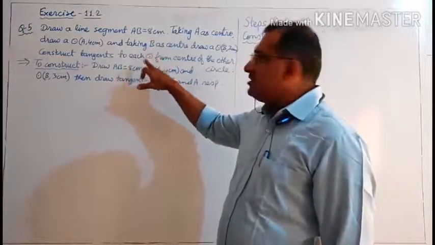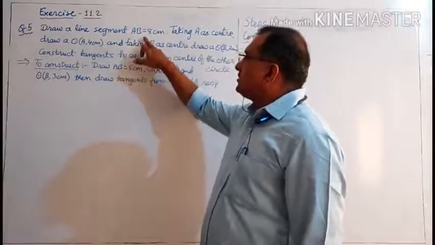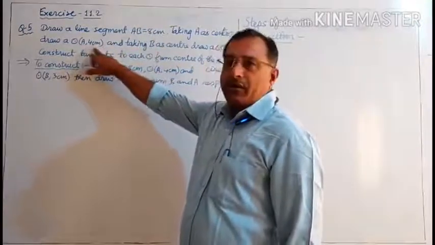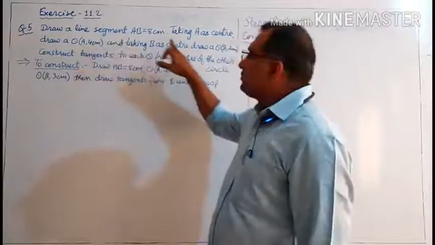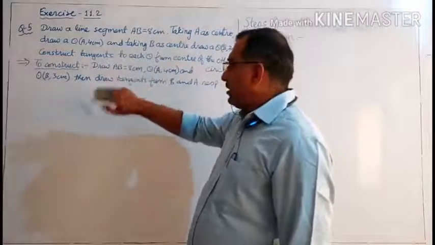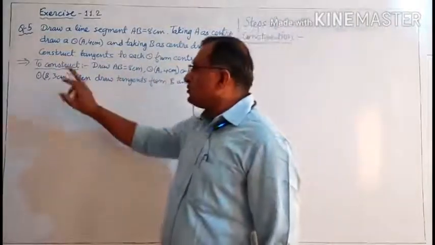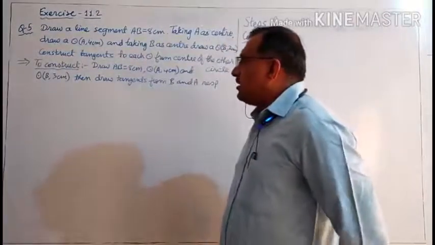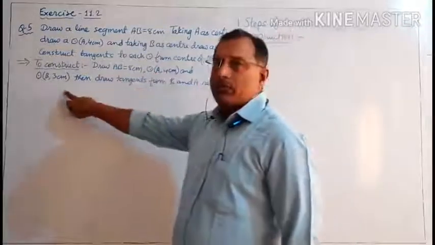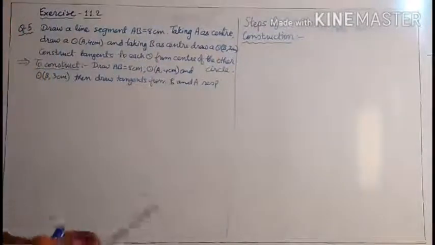We have to construct tangents to each circle from the center of each other. That is, we have to construct a tangent to the circle with the center A and the radius 4 centimeter from point B, and also construct tangents to the circle with the center B from point A. So draw first of all line segment, then draw these two circles with center A and B, and then draw tangents from B to this circle and from A to this circle. So first of all, let us draw line segment 8 centimeter.